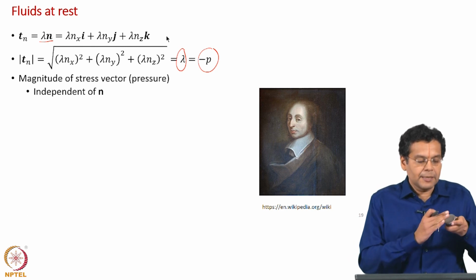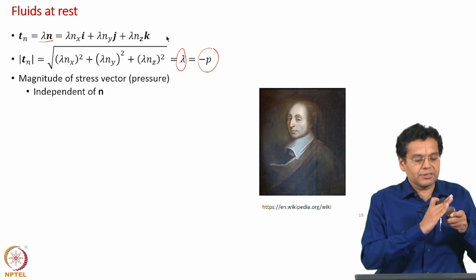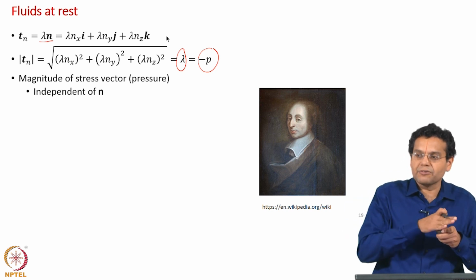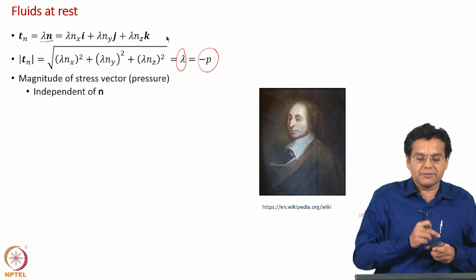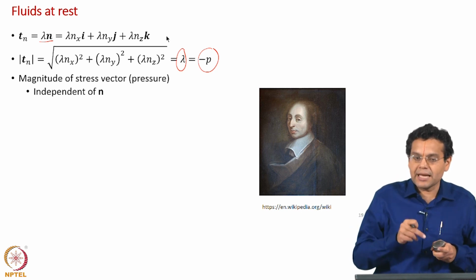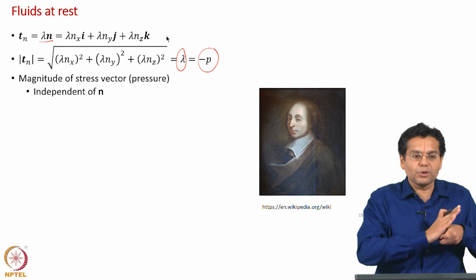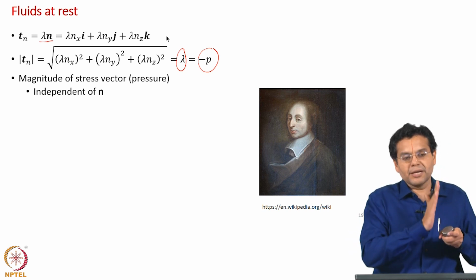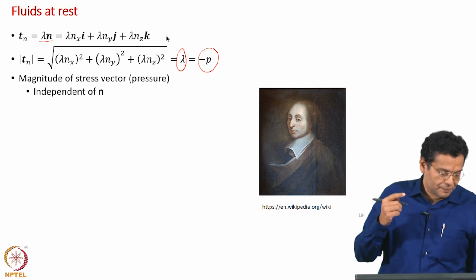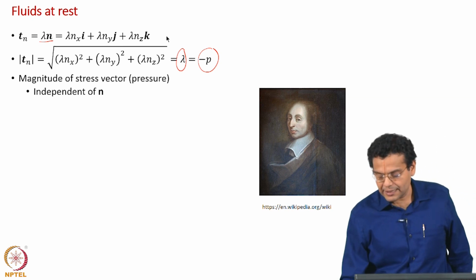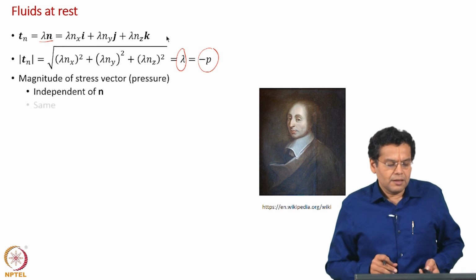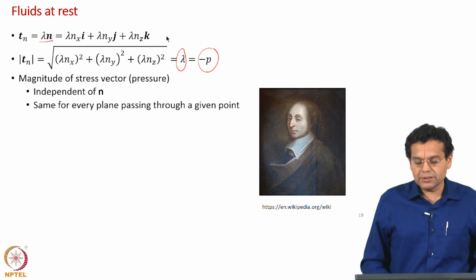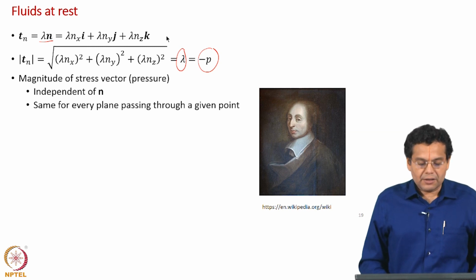What does it mean? At the same point I can have a surface like this, I can have a surface like this, whatever be the angle of the surface, the magnitude of the stress vector, the pressure is same and is independent of the orientation of the surface, be it this way, be it this way, be it vertical. So, the pressure acting is same for every plane passing through a given point. Okay. That is what we said, no?